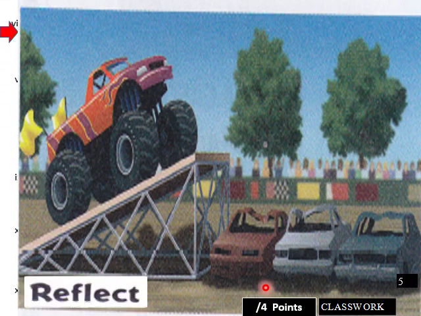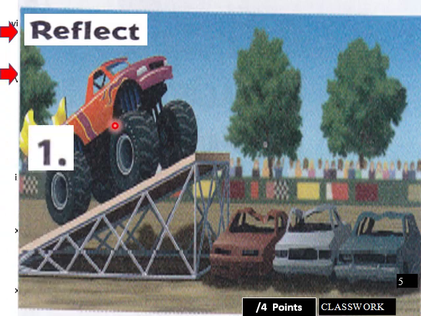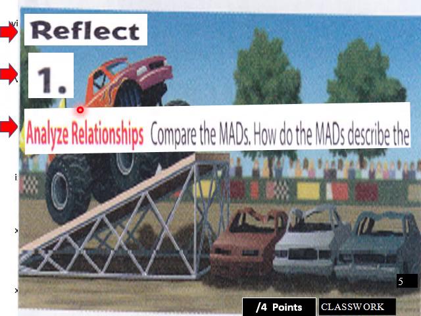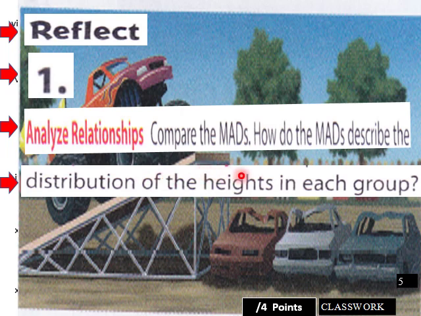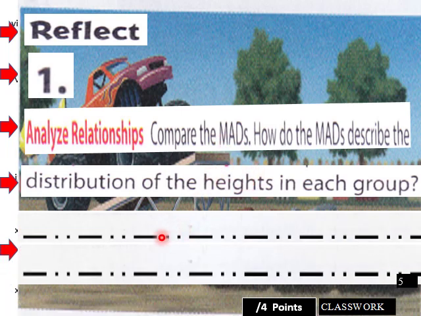Okay, so that's how we do our MAD. So reflect a little bit on what we just did. Number 1, analyzing relationships. Compare the MADs. How do the MADs describe the distribution of the heights in each group? Meaning, how does the MAD describe how spread out our values are from the mean? Teachers, give your students about 2 or 3 minutes to compare the MADs and describe this using full sentences.